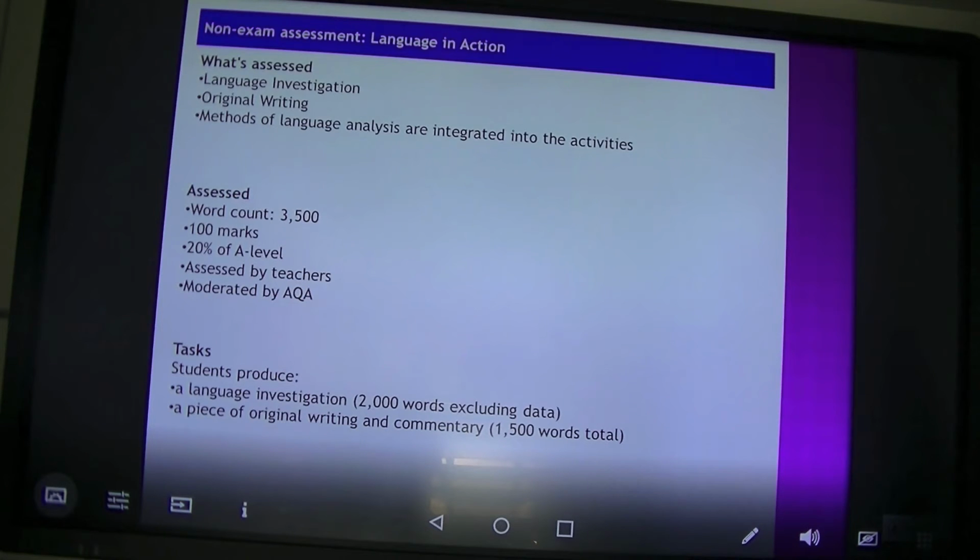Similarly, the second piece of coursework is also an independent study, but this time you have a bit more control in the sense that it is creative writing. Therefore, you will produce a piece of original writing and a commentary, and in the past we've had students write an extract from a novel or travel writing or a persuasive piece. Overall, the word count for your independent research and your original writing is 3,500 words.